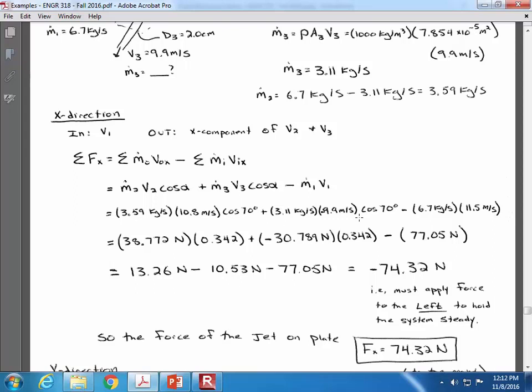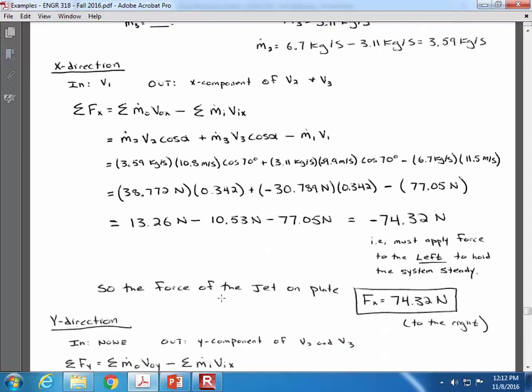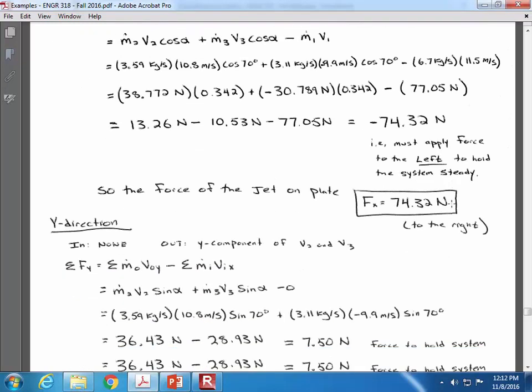We've got 2. And so the 3.59 times 10.8, that is the stream that's exiting at 2, and it's to the right, times cosine of 70 gives us the x component. And then the negative 9.9 is important for the velocity of that other stream. So when you do it all together, 74.32 newtons is the force of the jet on the plate. And we do the opposite because when you solve for the sum of the forces in the x direction, it's negative 74. This was asking for the force of the water on the plate, so it's the opposite.